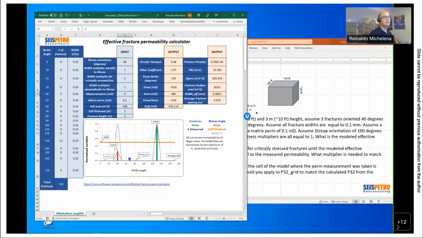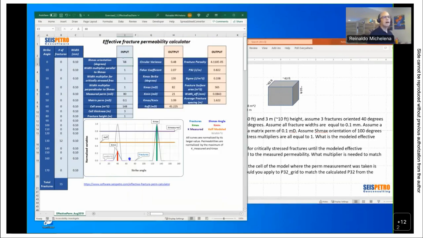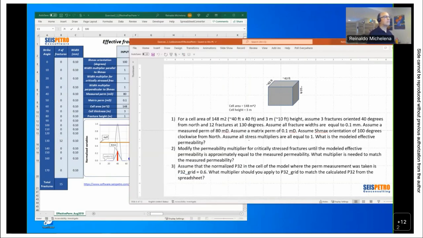The measured perm. We're going to assume that the orientation of the maximum horizontal stress, SH max, is 100. So we put here 100, clockwise from north. And then we assume that all stress multipliers are equal to 1, so there is no stress effect. So it's a simple question.